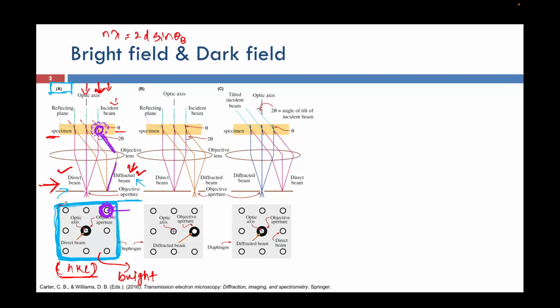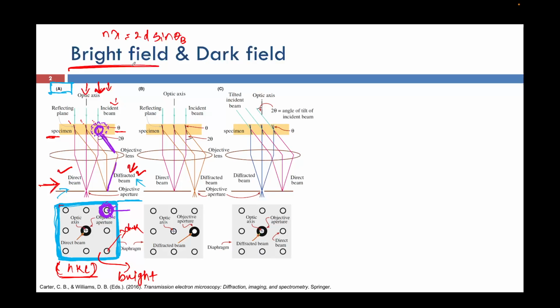So that will appear bright and this is going to appear dark, right? And this is what we call bright field imaging. Okay, same thing now, but we want to reverse the position of the aperture.